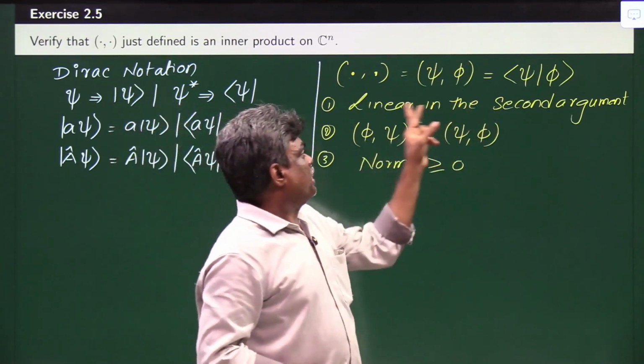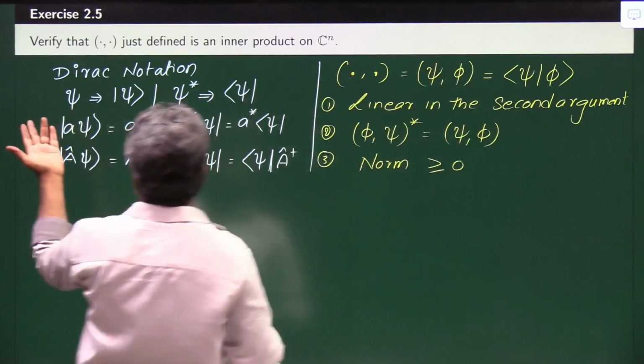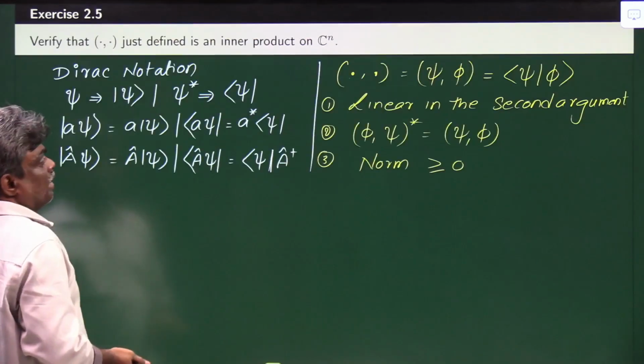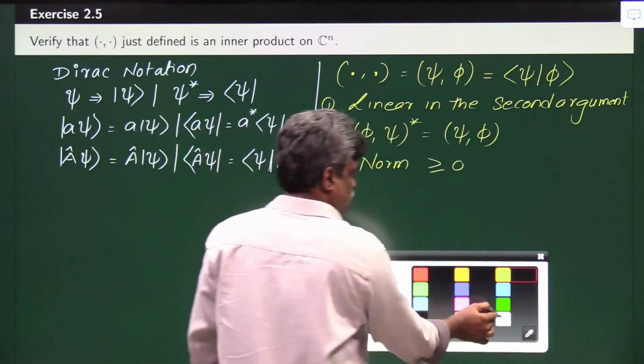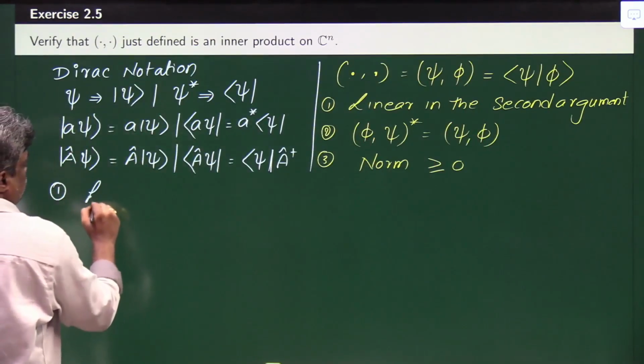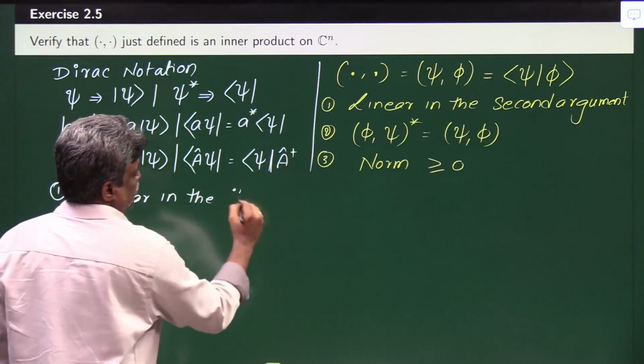And another one is conjugate linear in the first argument. That is the next question actually, so we will discuss it here. Right. Okay, so let us prove these things. Now, the first one: this inner product is linear in the second argument.